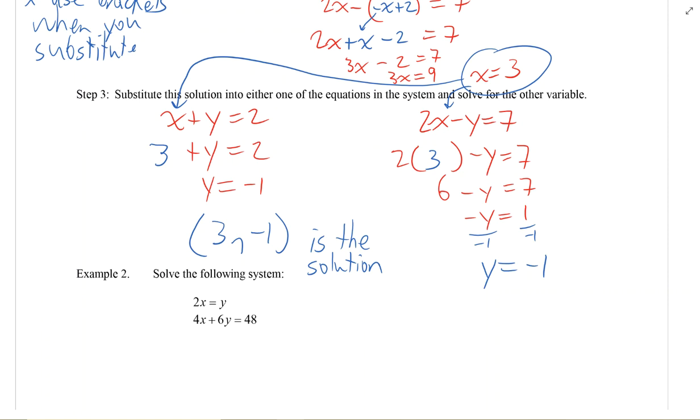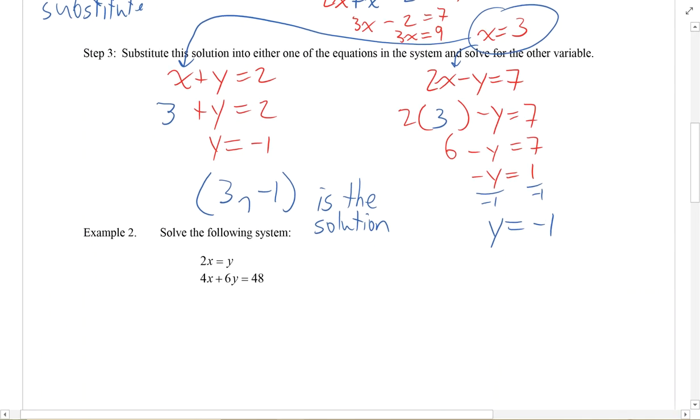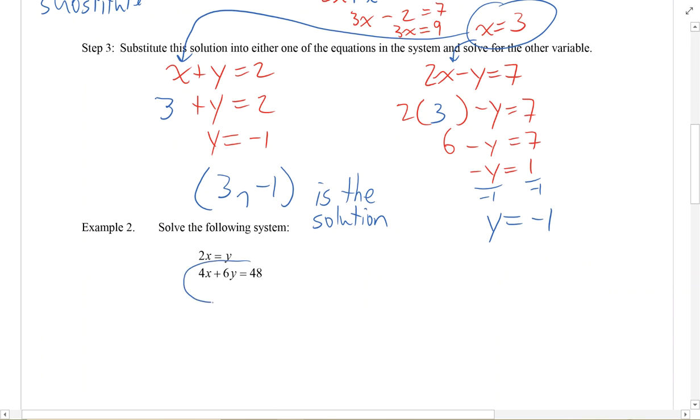Okay. So next one, example number 2. I would not choose this to turn it into y equals, because you will get fractions. And if you choose x equals, you will also get fractions. So I wouldn't even attempt that. And why would you? Because you got to look and think.